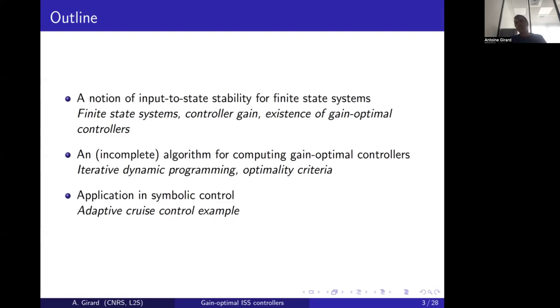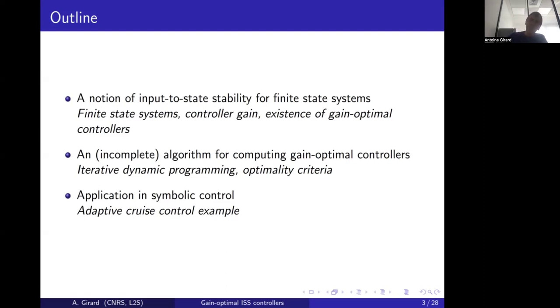Then in the second part of my talk, I will talk about computation. In the first part, I define a control problem and show that there exists a solution. The second part of my talk is more related to: can we design an algorithm to compute this solution? And I will show an algorithm that provides the solution to the problem. In some cases, it's not working all the time, but I will explain that in more detail later.